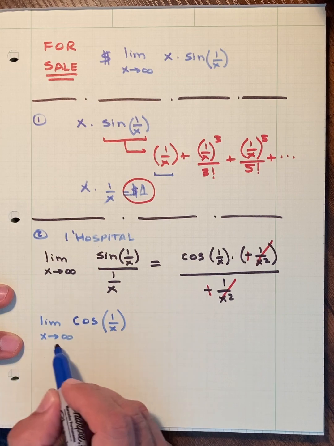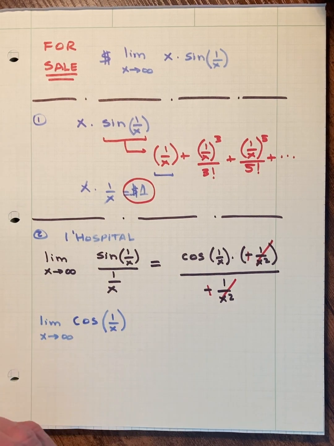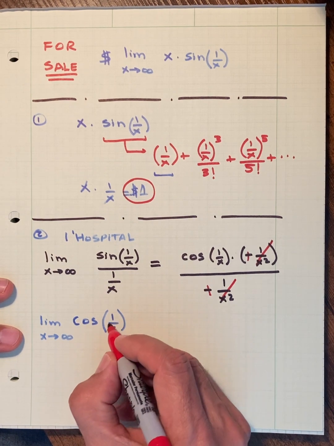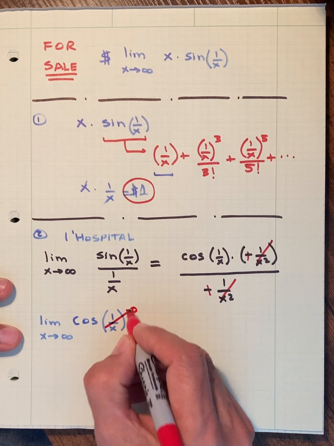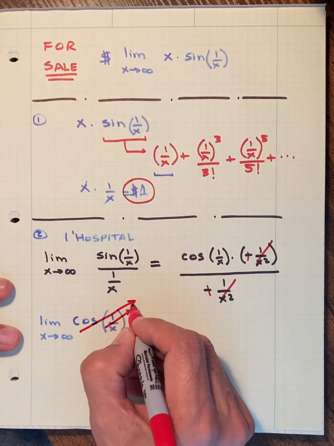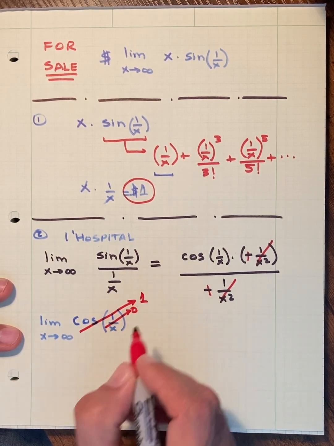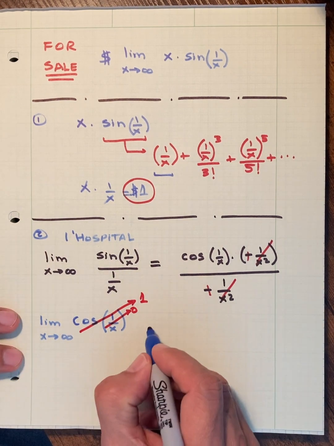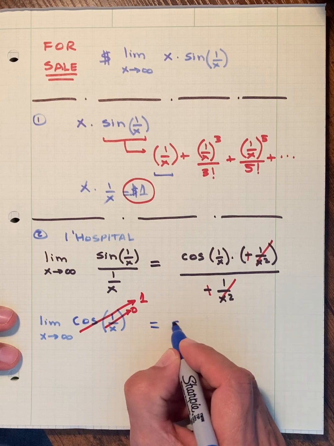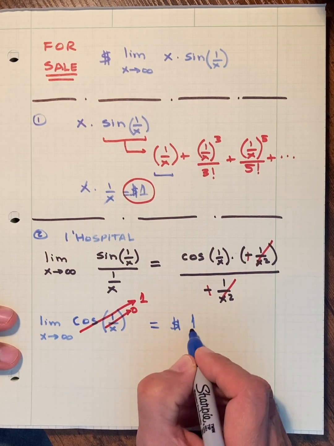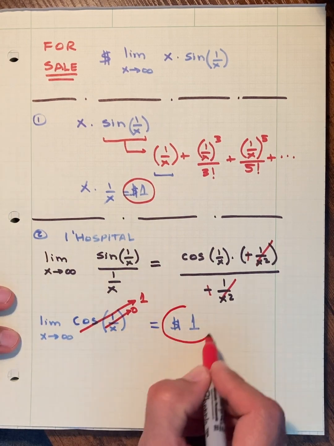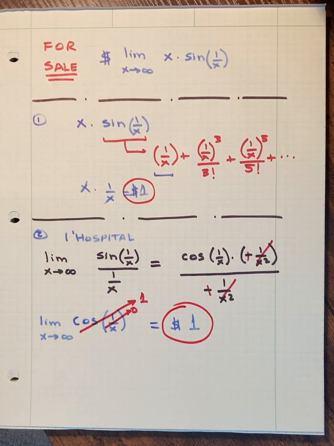And of course, when x becomes a very large number, this argument goes to 0 because it's 1 over infinity essentially. So that becomes 0, which makes this entire term, the cosine of 0, go to 1. So that expression then is telling us that the fellow was selling this equipment for $1. So this is an interesting way of actually finding the result using L'Hopital's rule.